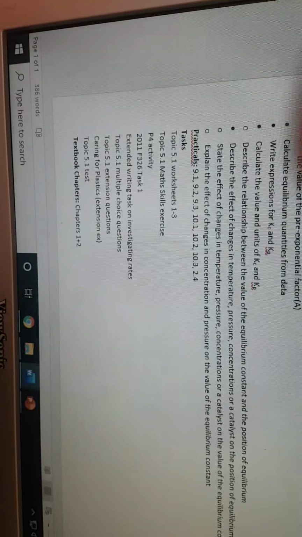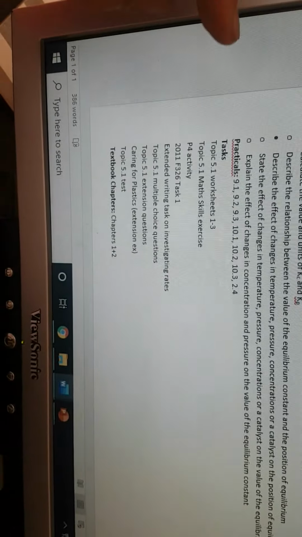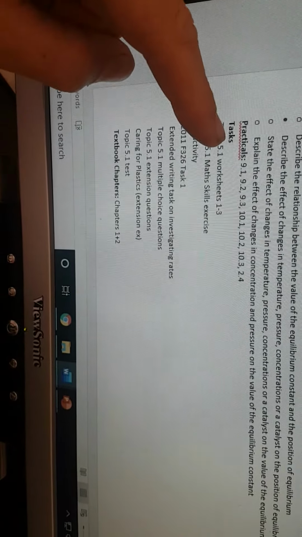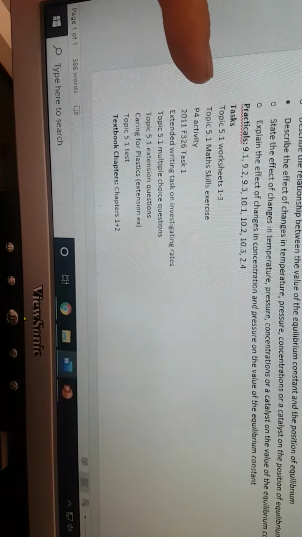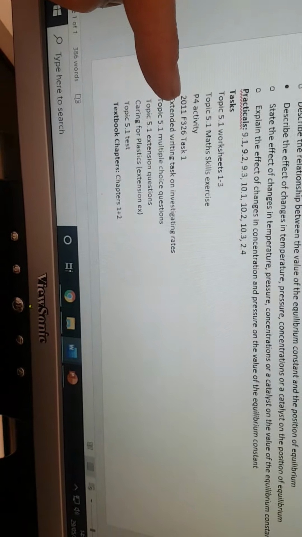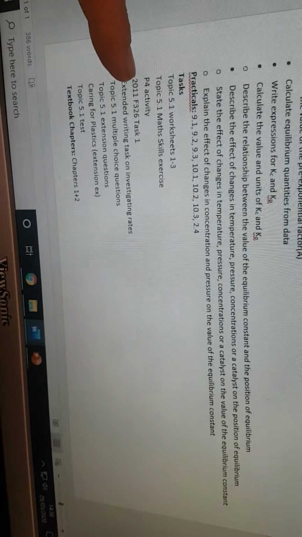This is the 5.1 checklist I sent you a couple of weeks ago, and of course you've got all of these tasks as well as doing worksheets 1 to 3. We're only doing worksheet 1 at the moment. There's a number of extra tasks, and I've picked out a couple of these for you to do at this stage. The page 4 activity, the extended writing task on investigating rates.